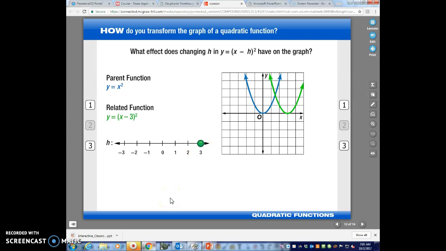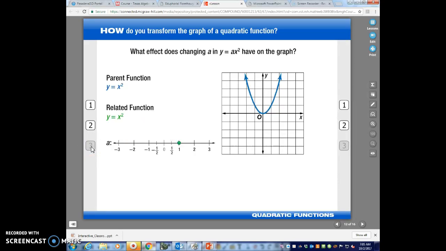So what if it says plus 1? Where's it going to go? To the left, okay? If it says plus 2, to the left 2, and plus 3, to the left 3. Remember, that's when it's inside the parentheses. That's the horizontal shift.